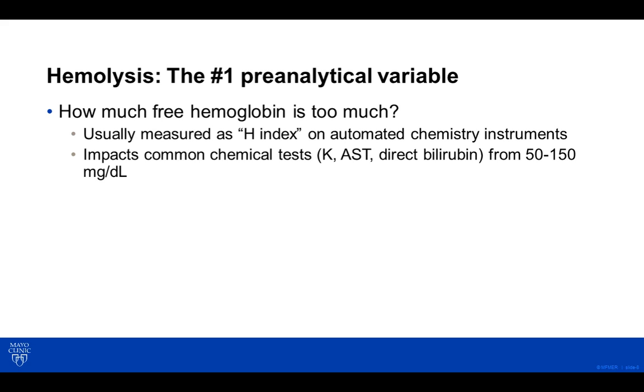The frequent flyers, potassium, AST, direct bilirubin, if they're ordered a lot, we're going to be able to tolerate less free hemoglobin because they're the most stringent and tolerate only somewhere in the range of 50 to 150 milligrams per deciliter of free hemoglobin before we say those specimens are unacceptable for those 3 tests.